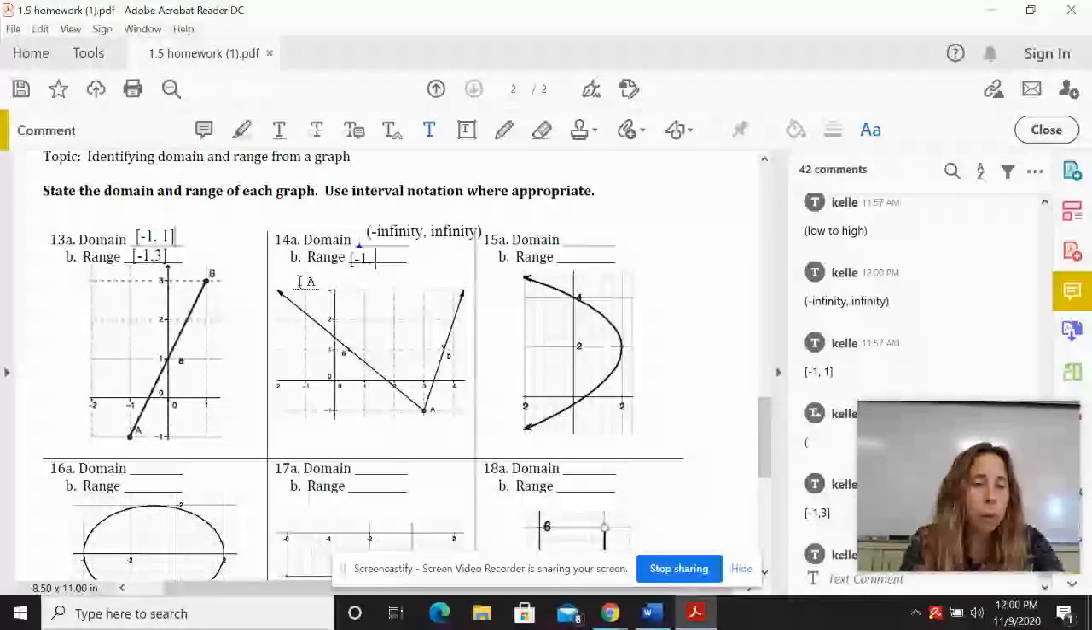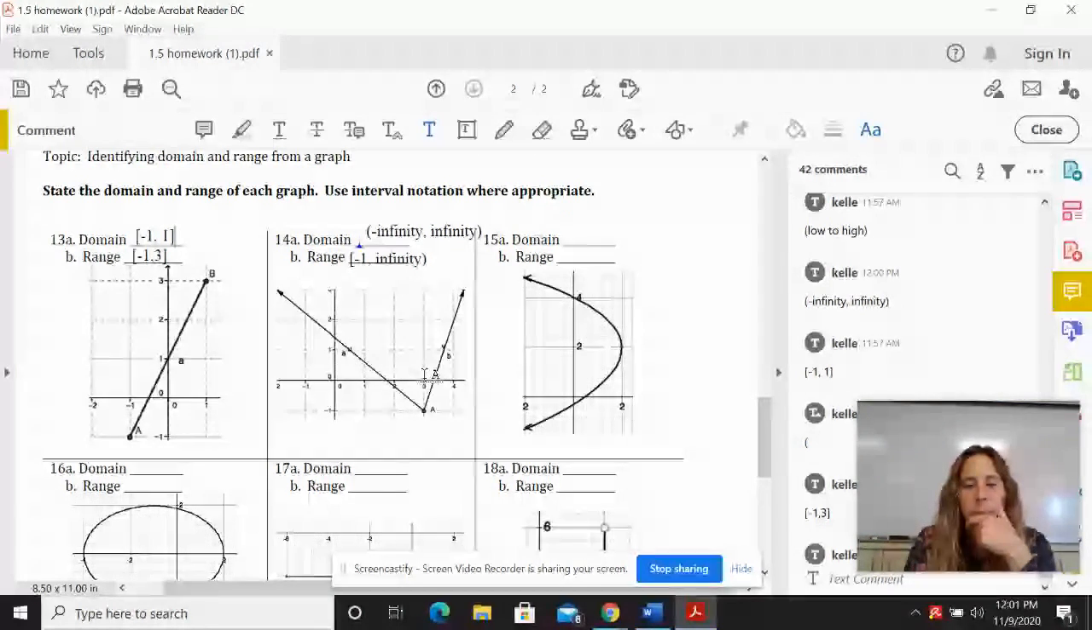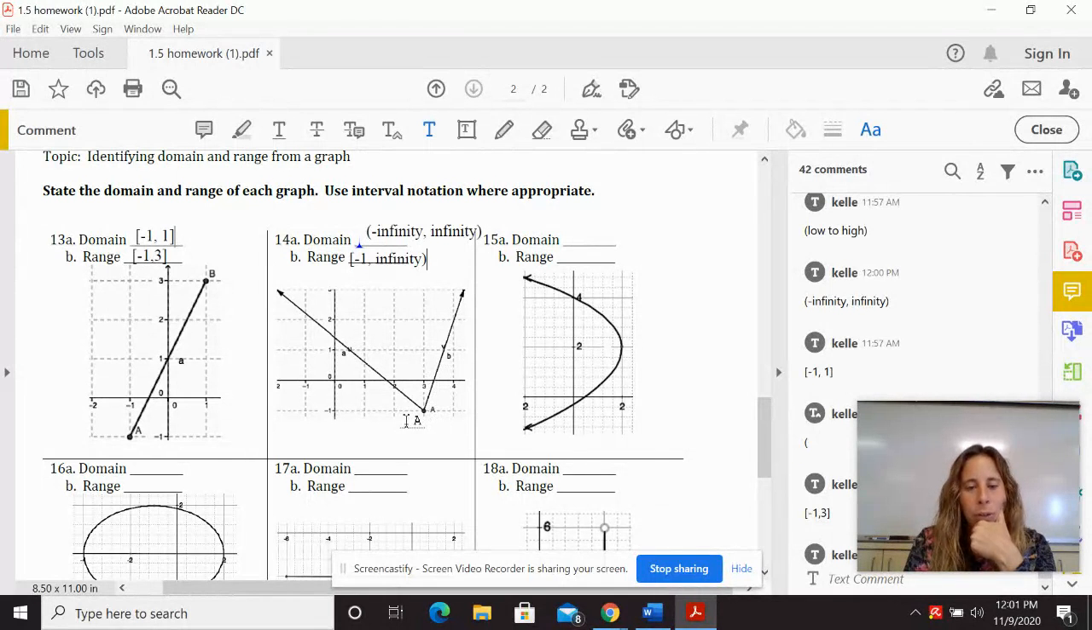Okay, I have 2 arrows. They're both going up. So that means my graph is forever increasing. So this is going from -1 to infinity. And once again, with infinity, use a parenthesis. Okay? Why is it not negative infinity to infinity? Because my arrows are pointing up. So they're forever increasing in the y direction.